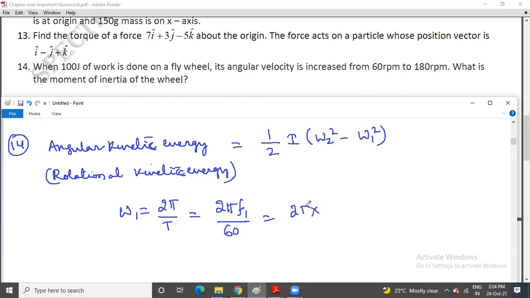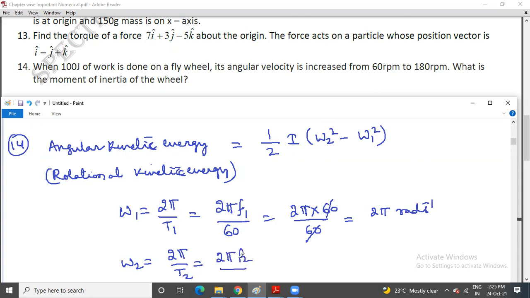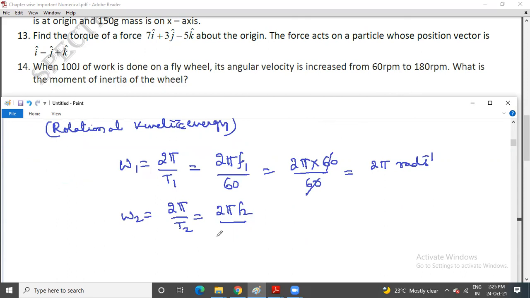2 pi with f1, 60 divided by 60. This and this get cancelled. You'll get 2 pi radian per second. This is omega 1. Similarly, omega 2 is 2 pi by capital T, earlier it was T1, now it is T2. Now we'll get 1 by T is f2. Here also it is per minute, so 60. So 2 pi with f2. f2 is how much? 180 divided by 60, so 60 into 3 times. It will be 6 pi radian per second.